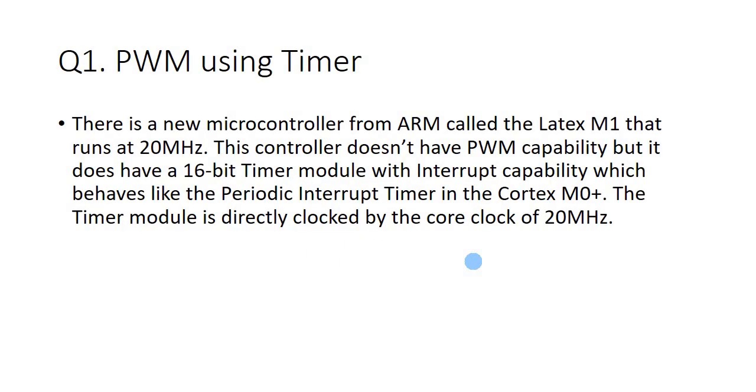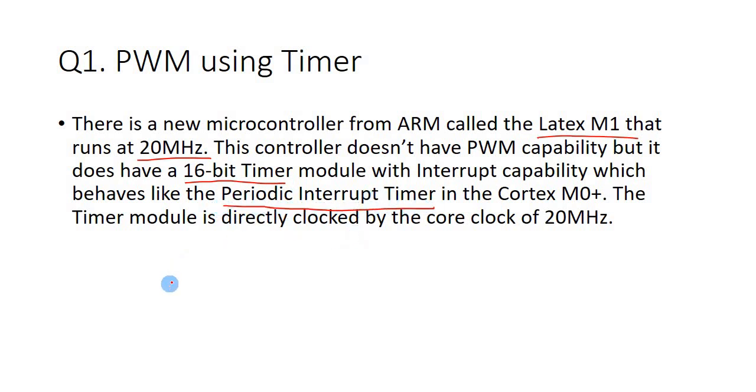Okay, so the first question is basically telling us that there is a new microcontroller from ARM called the Cortex M0, that is running at 20 megahertz. This controller doesn't have a PWM capability, but it does have a 16-bit timer module that behaves very much like our periodic interrupt timer in the Cortex M0 Plus.